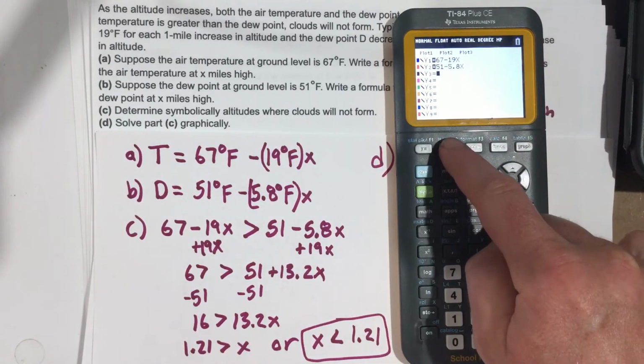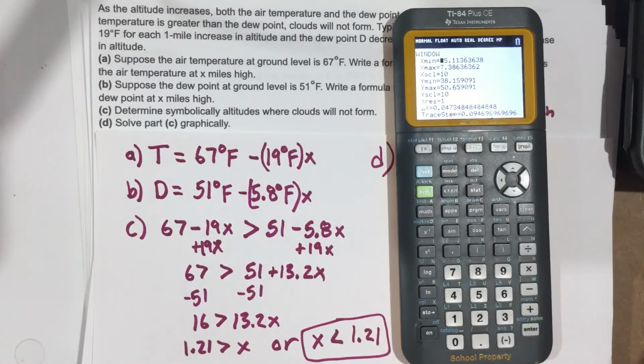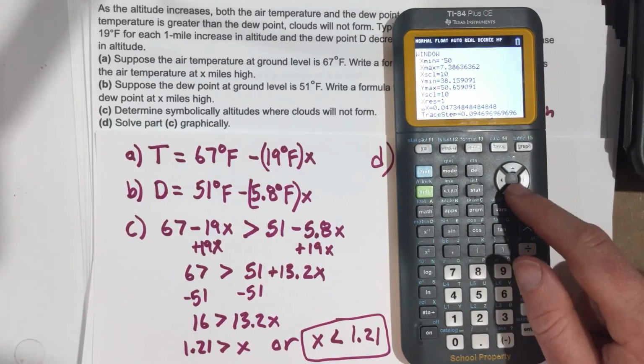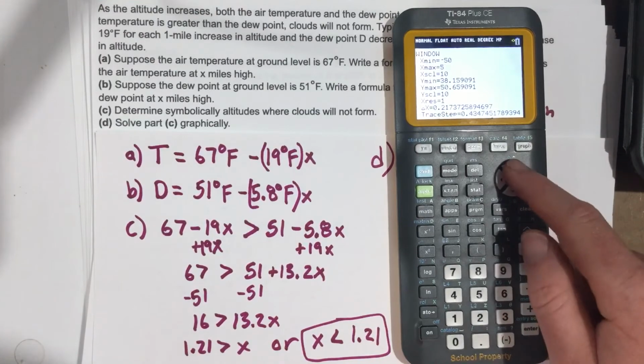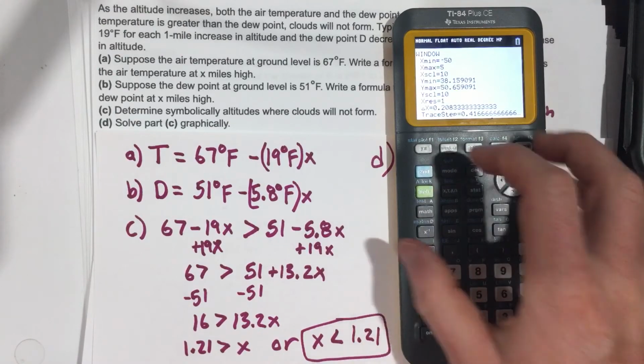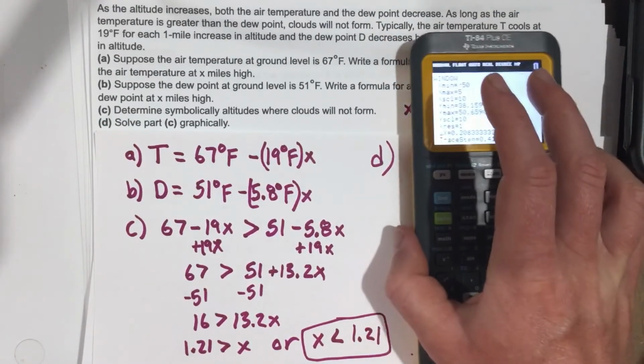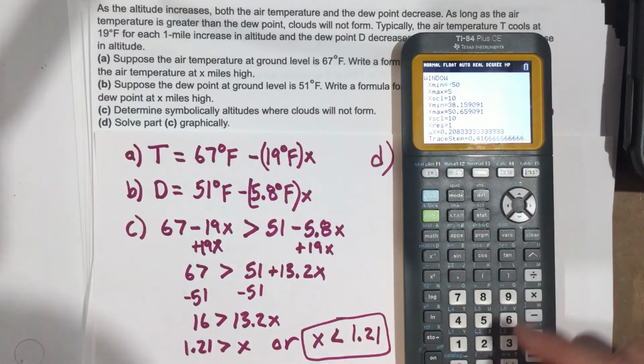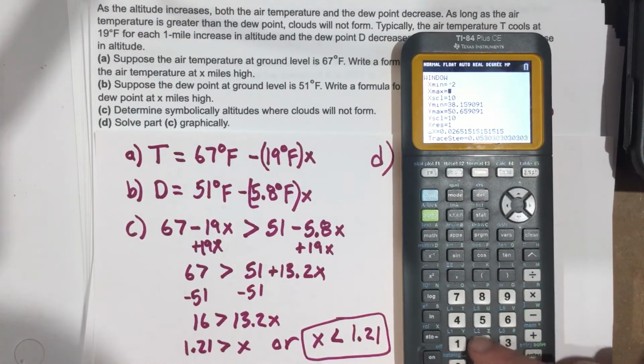We're going to make sure our window is in a good spot. So let's go to our window and let's put in negative 30, let's go negative 50 to 50. Well, actually, we're going to do the x values because the x values, remember x stands for the number of miles high. Well, we're not going to go that high. So let's maybe just do negative 2 to 2, going up by 1s.